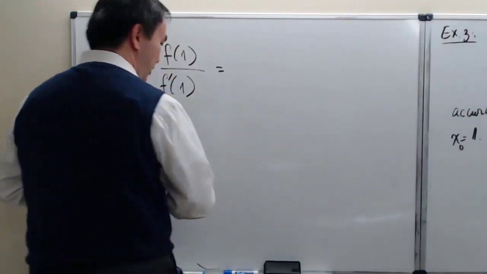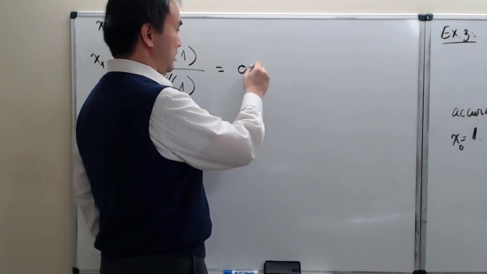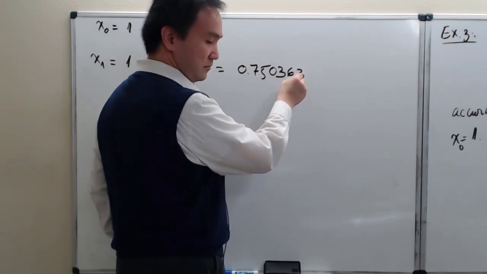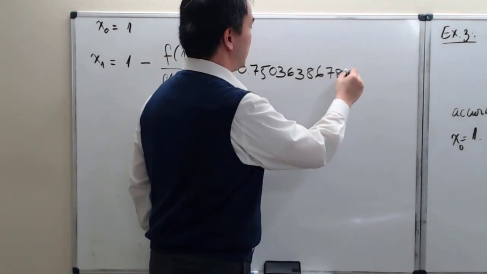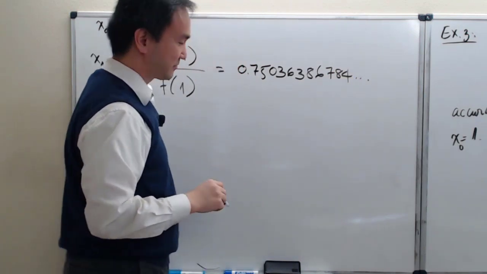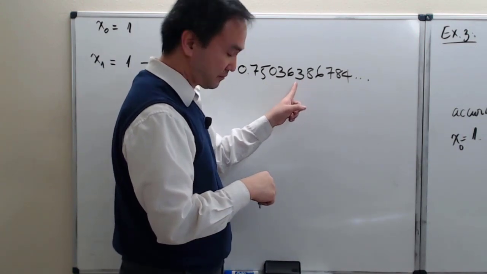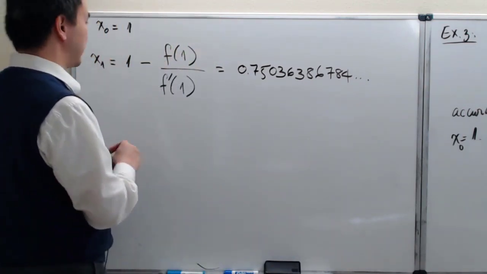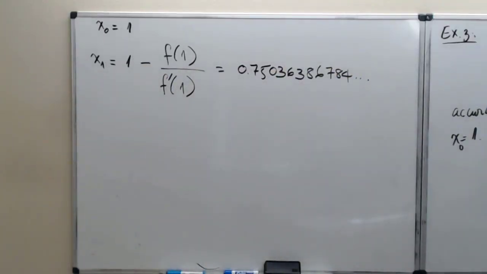All right, so my value here for x1 is going to be 0.7503 6386 784, and a lot longer, of course. And let me double check with what I wrote down on my notes here. All right, so that's the value right there. And of course, we shouldn't stop here, because the problem was asking for accuracy up to 6 decimal places.